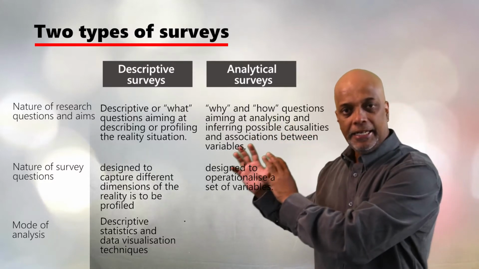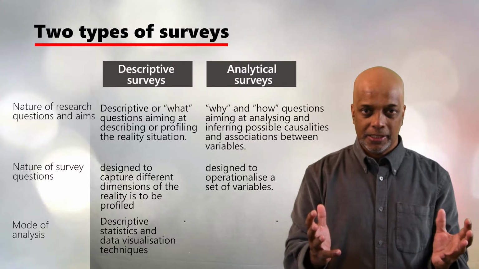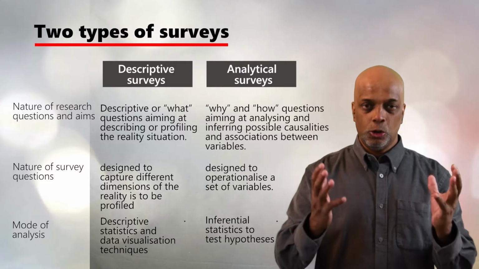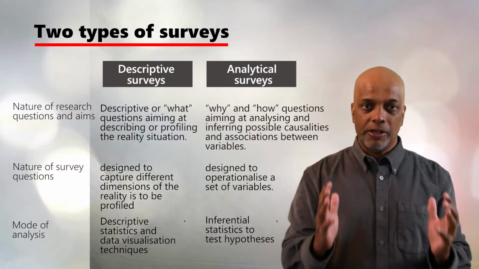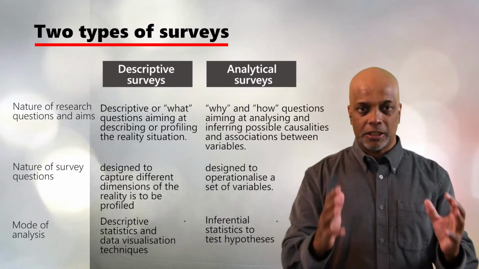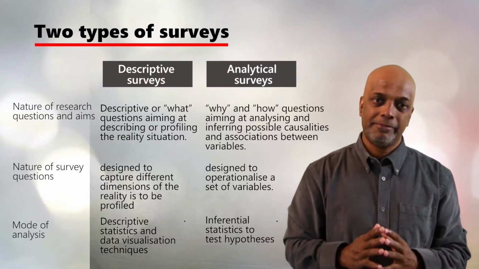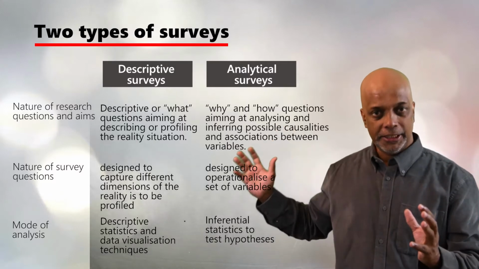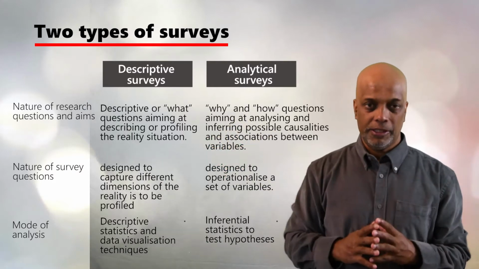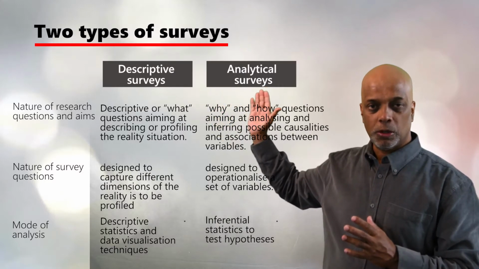But when it comes to analytical surveys, your aim is to test the possible causalities and associations between variables. So you would be using predominantly inferential statistics, and you would be testing a set of hypotheses under relevant probabilities. So that is the sort of analysis that you would carry out in the case of an analytical or inferential survey. So that is the difference between these two forms of surveys.